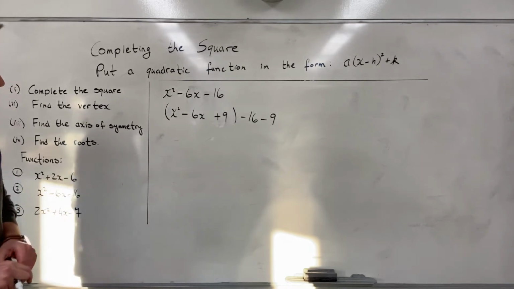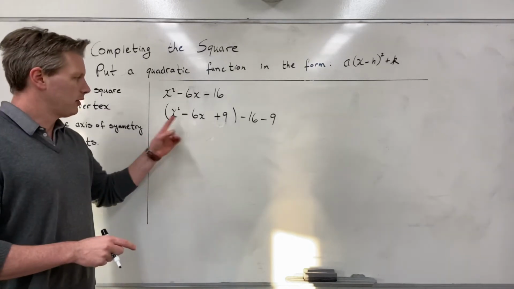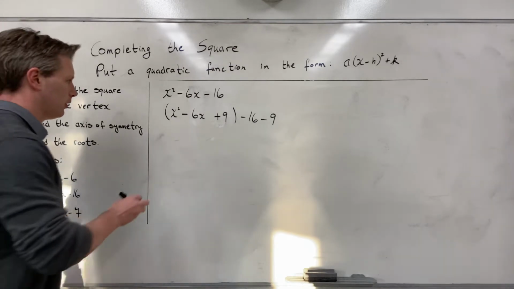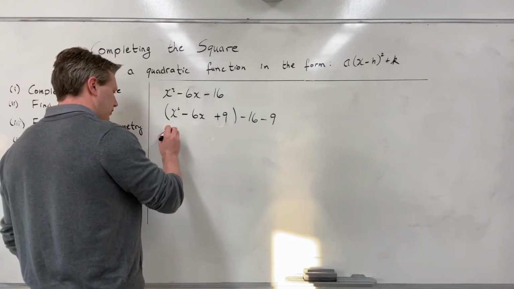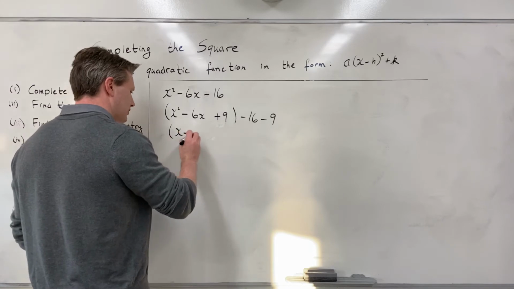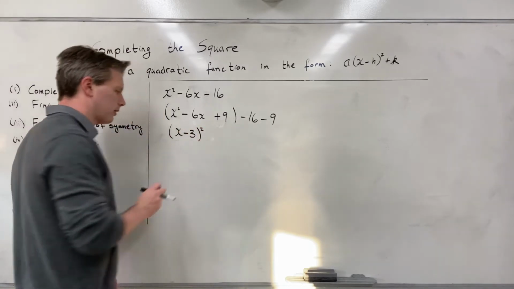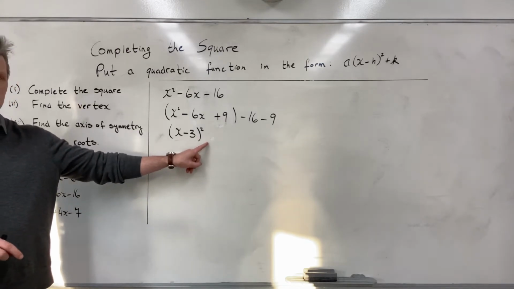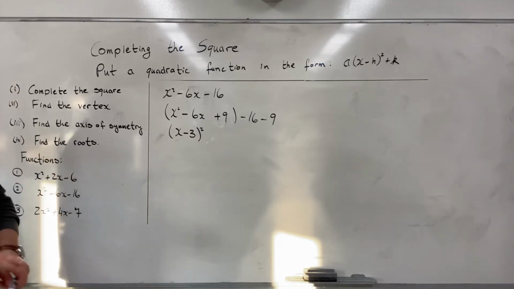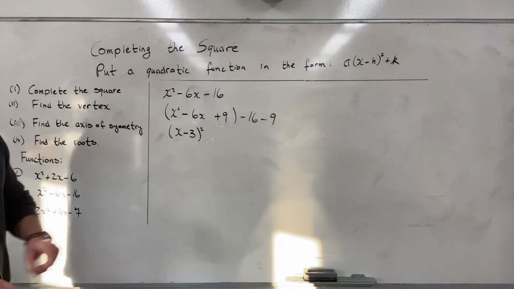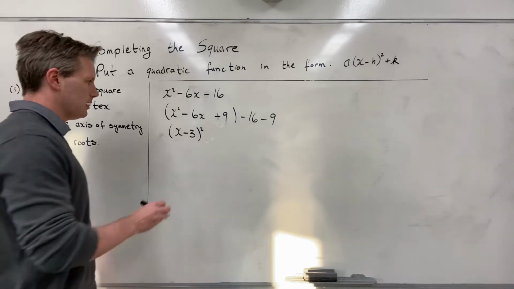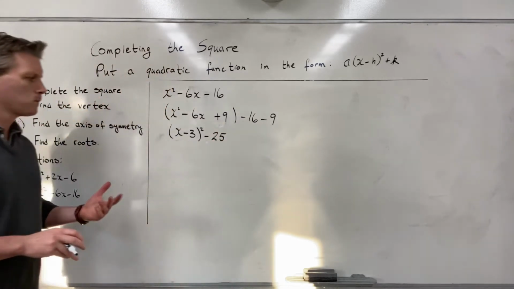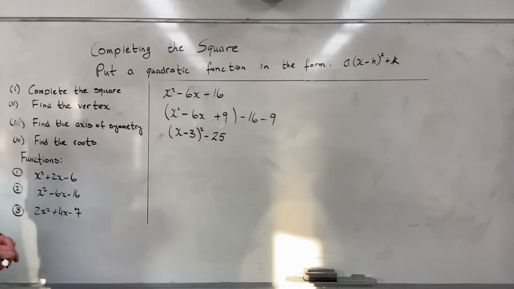function. And again, if I've done this correctly, what I have inside the parentheses now is a perfect square trinomial. X squared minus 6x plus 9 is really just x minus 3 squared. You take x minus 3, multiply by x minus 3, FOIL that out, and you will get x squared minus 6x plus 9. Minus 16 minus 9 is minus 25. And that's it. I've completed the square. That's all I have to do.